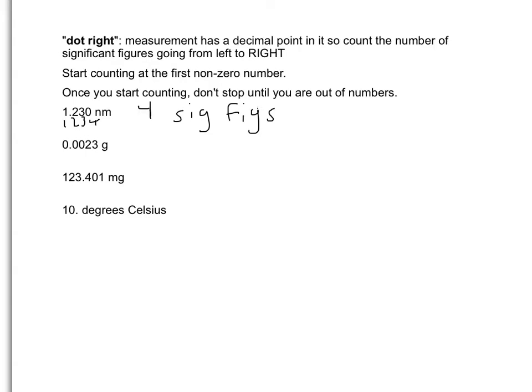In the measurement 0.0023 grams, it has a decimal point, so we're going to start on the left and work our way to the right, dot right. But the first number is a zero, so we're going to skip that. We're going to skip the second zero and the third zero as well. We start counting at the first non-zero number, which is the number 2, and then there's a 3, so that's going to be 2 sig figs.